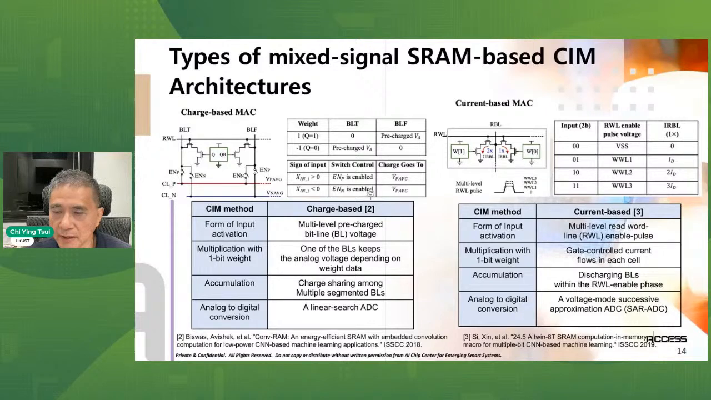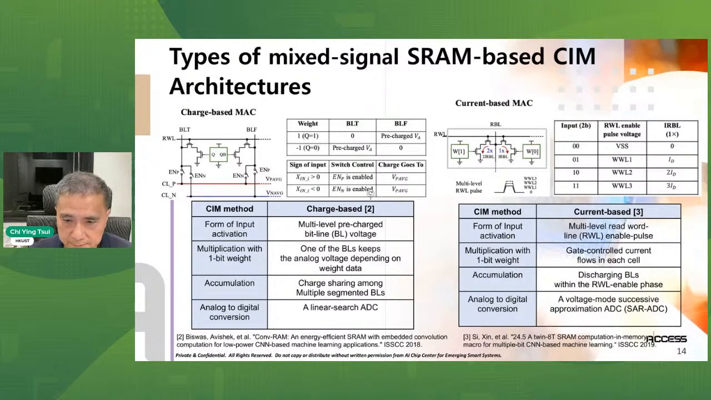The accumulation is based on the total amount of current that discharges the bit line. You pre-charge the bit line first, and the difference between the pre-charge value and the final voltage is your accumulated value. Also, you need a voltage-mode SAR ADC to convert the analog value on the bit line into a digital value. Both of these designs need a DAC for each input to convert the digital value into different voltage values, and also a separate ADC to convert the analog data into digital data. So the main energy consumption of this kind of design is in the ADC and the DAC.